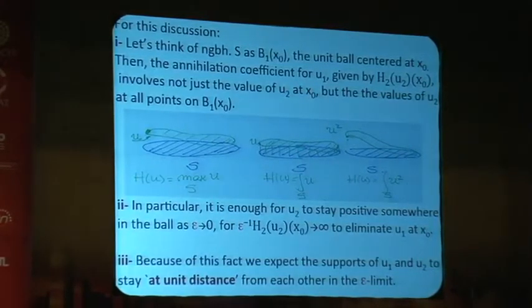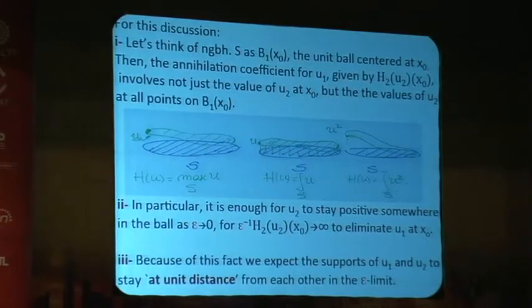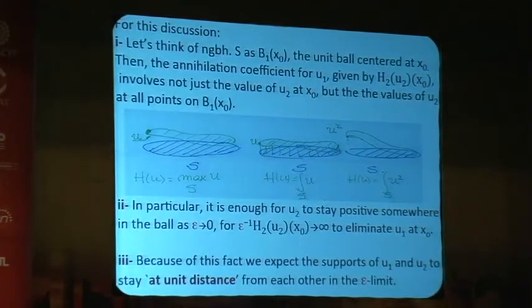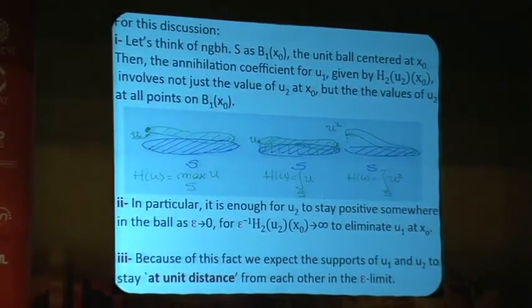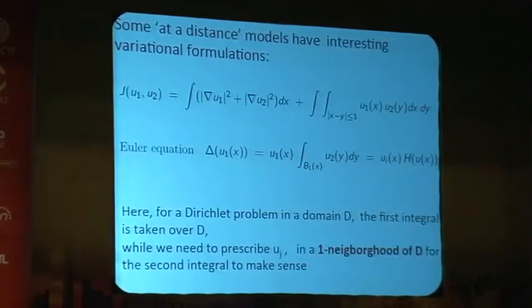So for me to stay positive somewhere, it is enough that if the annihilator stays positive somewhere at distance 1 from me, then this quantity will go to infinity where I'm standing, and I will be annihilated. So basically, what do we expect? Then what we expect is that the species be at distance at least 1. In other words, if this is the ball of radius 1, the species be at distance at least 1.